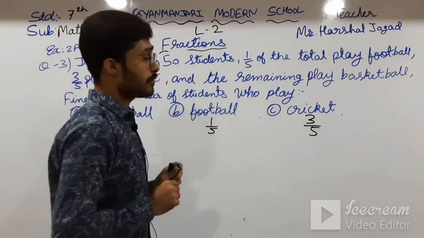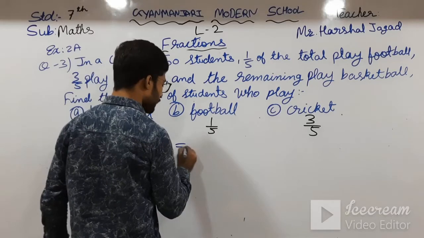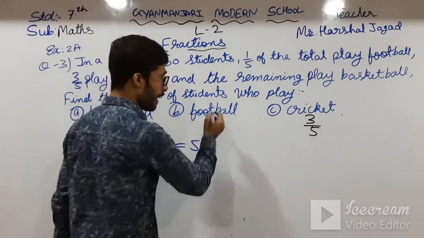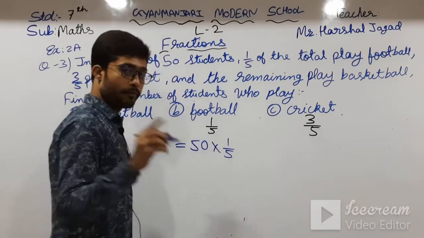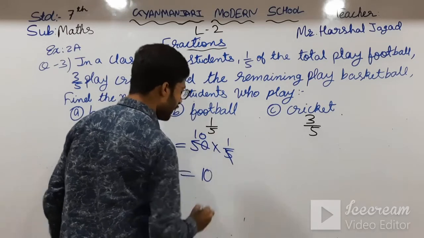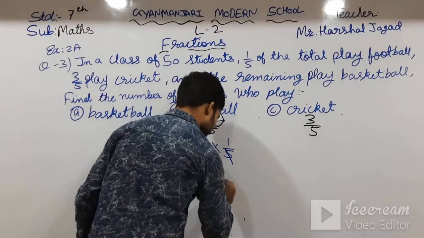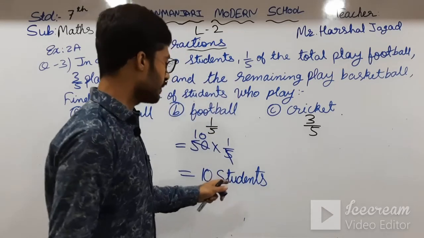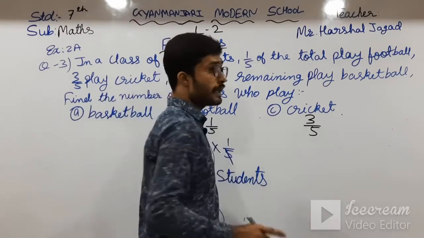Okay students, so first of all we will find how many are playing football. How will we find it? The total number of students is 50, and 1/5 are playing football. Here 5 tens are 50, so 10 students are playing football.